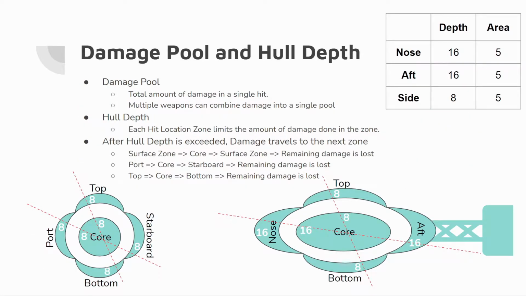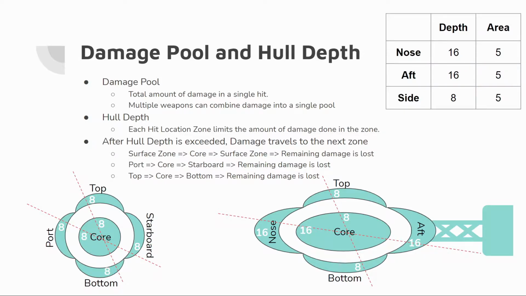Next up is damage pools and hull depth. The damage pool is simply the total amount of damage in a single hit. For lasers, it's one laser shot, that's your damage pool. There are ways to combine multiple weapons to form a single damage pool so you can punch through thicker armor, but that will be covered more next session. The ships we're flying today only have one laser, so there's no way to combine multiple weapons together.